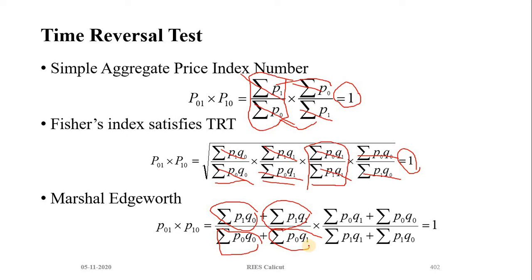Okay, so if you multiply here also, we can cancel out each and every component in these equations, and finally we will get 1. So like the Fisher equation, in the Marshall and Edgeworth equation also, we can cancel out all these different components of the equation. Yes, so we will get 1. So that's all about the time reversal test.